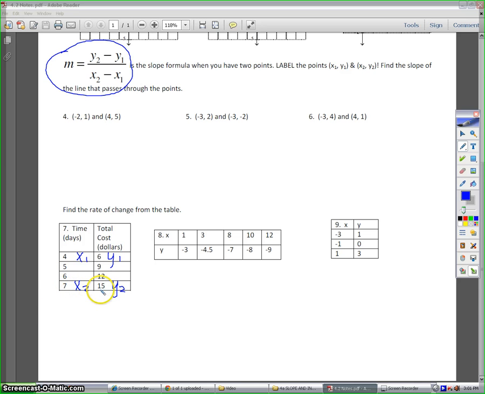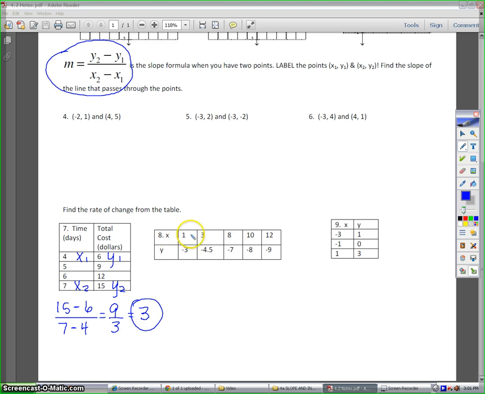Okay, so I'm going to follow our formula. So y2 is 15 minus y1 is 6, divided by x2 is 7 minus x1 is 4. And then I'm going to simplify. 15 minus 6 is 9. 7 minus 4 is 3. And then I simplify further and I get 3. So my slope for number 7 is 3.